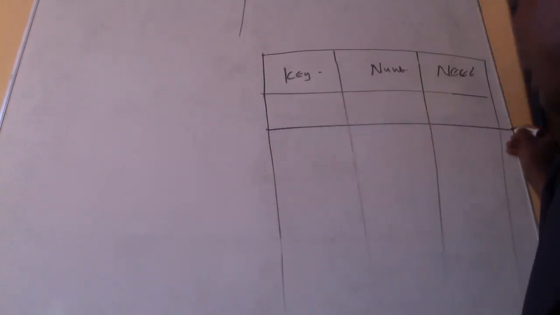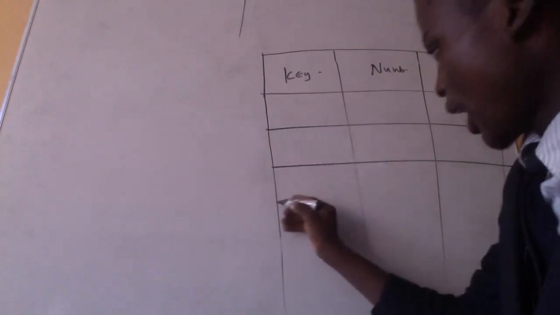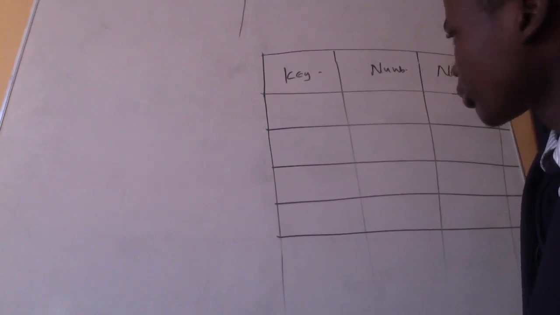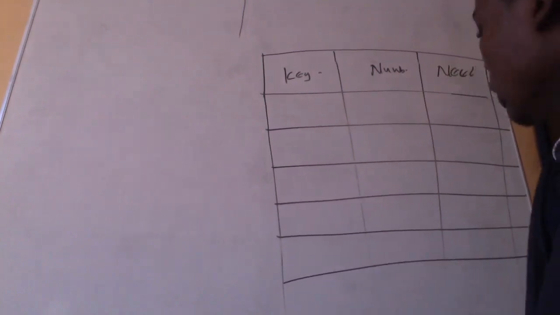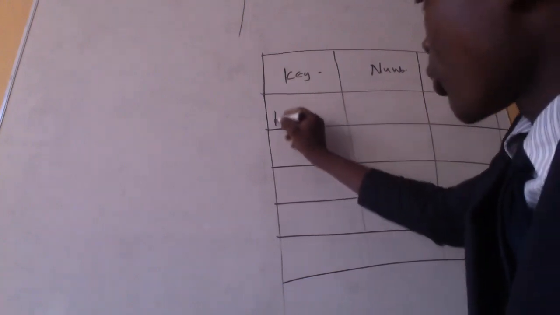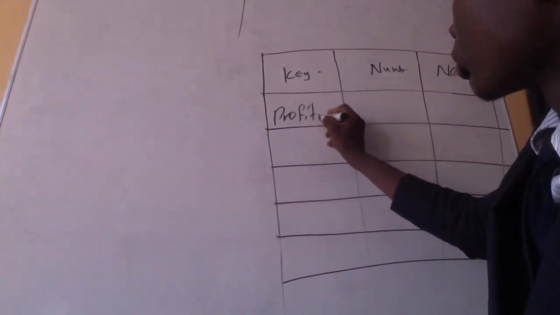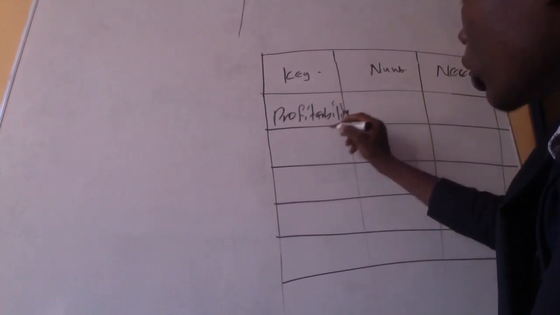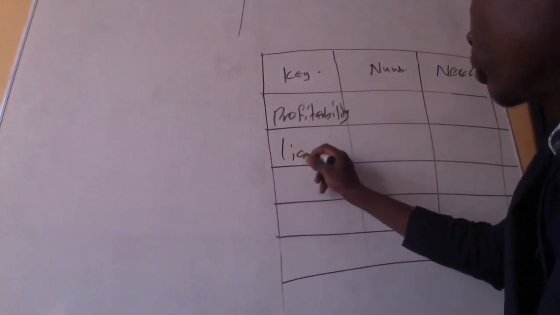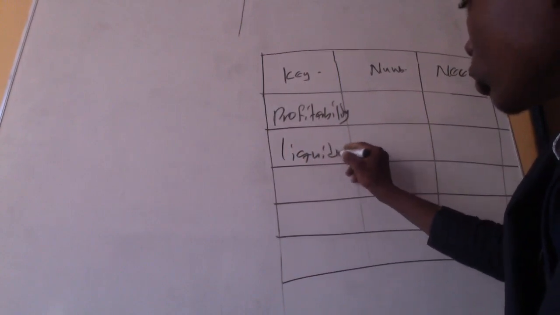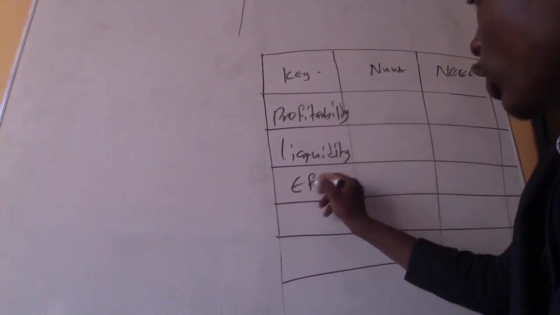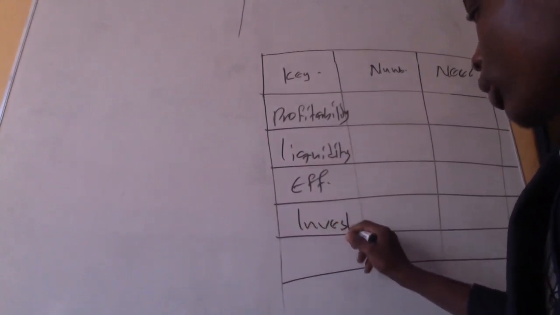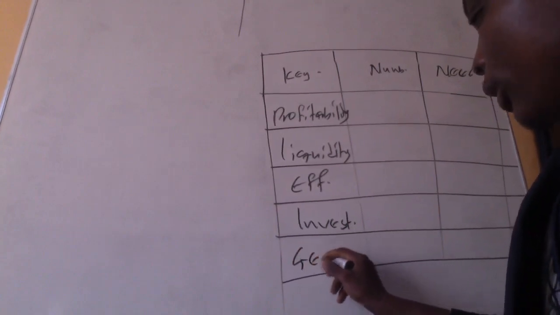Now the ratios, the key ones, are 5 in number. We have 5 ratios. Out of the 5, we have profitability, liquidity, efficiency, investments, then we have gearing.